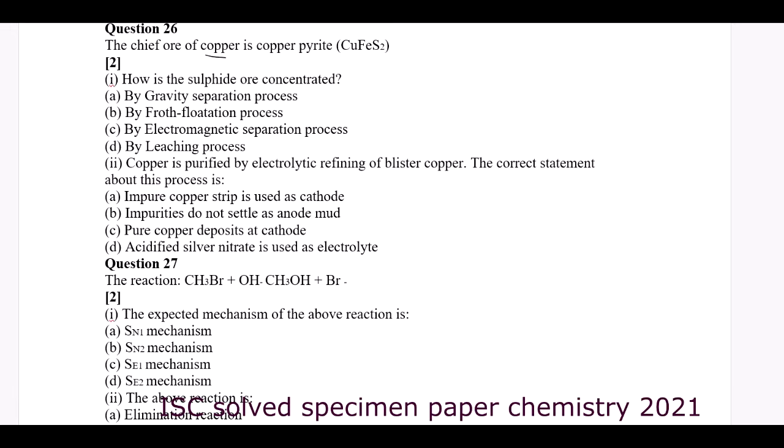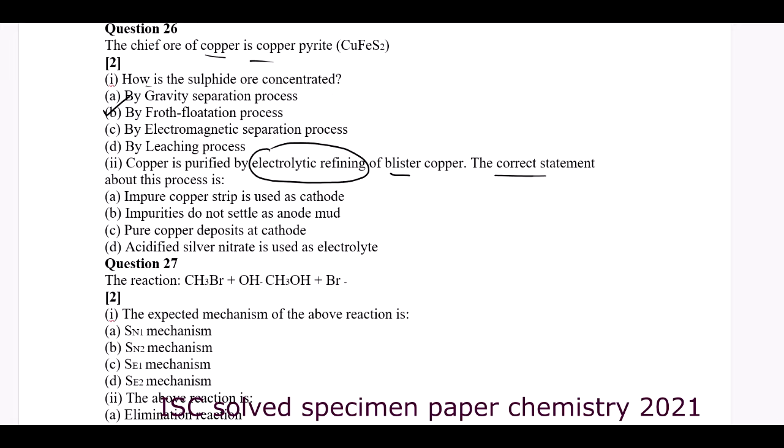The chief ore of copper is copper pyrites. Regarding that, the question is, how are the sulfides concentrated? Copper pyrites can be concentrated by the process of froth flotation. So you have to know the extraction process of copper, silver and iron. So the answer will be froth flotation. Copper is purified by electrolytic refining of impure copper. So the process is electrolytic refining.